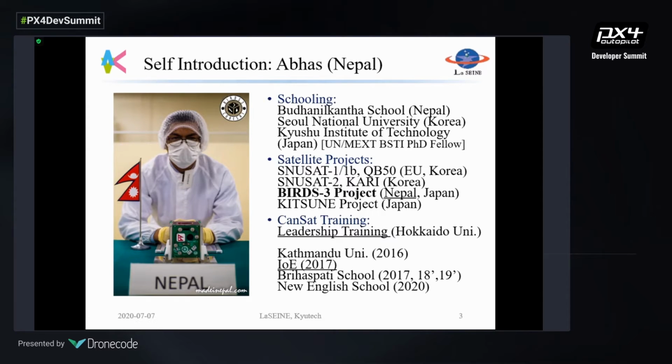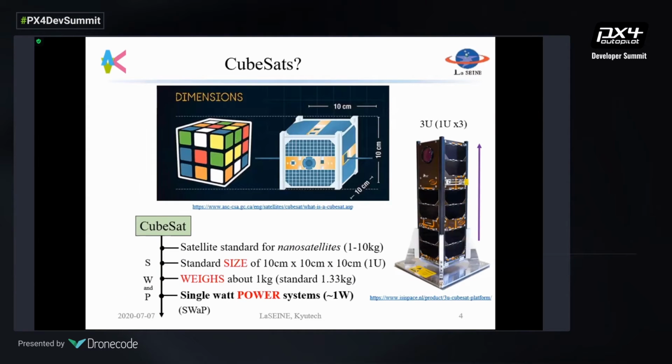Okay, so let me move on to CubeSats. What are CubeSats? It's basically a satellite standard for nanosatellites. Nanosatellites are 1 to 10 kilo class. The size is anywhere, you can make it bigger, but the standard size, 1U size, is 10 by 10 by 10 centimeter, weighs about a kilo, and are single watt systems, right?